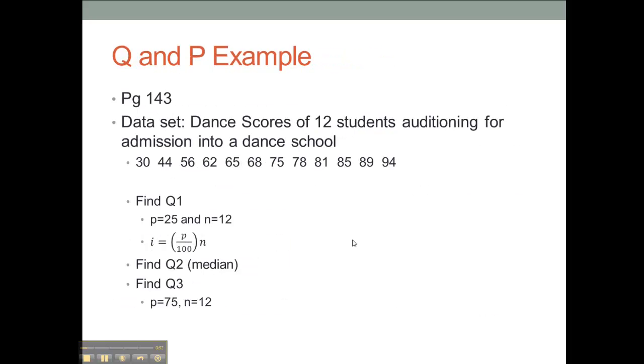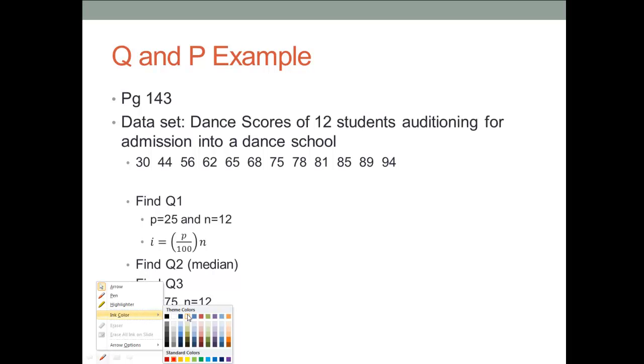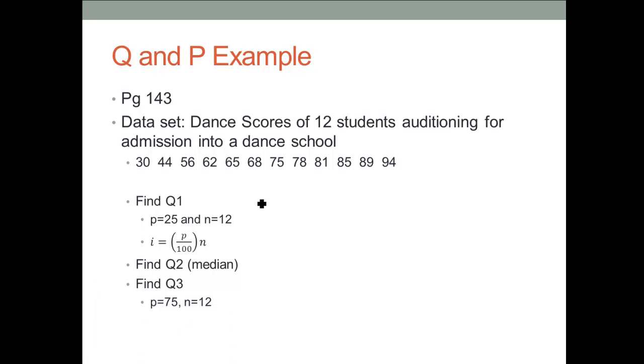All right, so we want to find Q1. We have this data set. It's 12 dance students auditioning for admission to a dance school. So the first thing we're going to do is make this work for me. Yay, there we go. So i equals 25 over 100 times 12. So 1/4 times 12 is equal to 3. That means the quartile is between the third and fourth position.